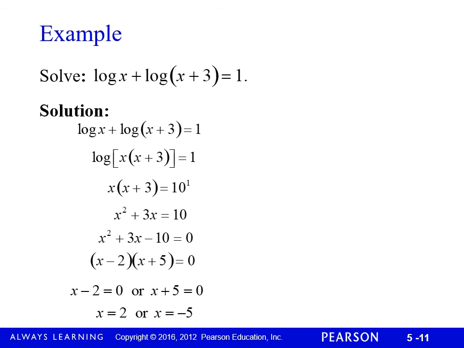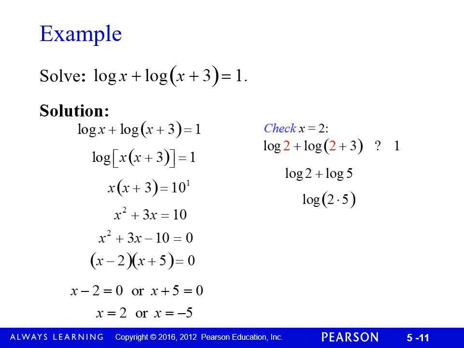Again, it's always important to check these, especially if I have multiple answers, because a lot of times one of those answers will not ring true. So we just plug this back into our original equation and see if it's true. That's why there's a question mark there instead of an equal sign. Is this equal to 1? Well, we get the log of 2 plus the log of 5.